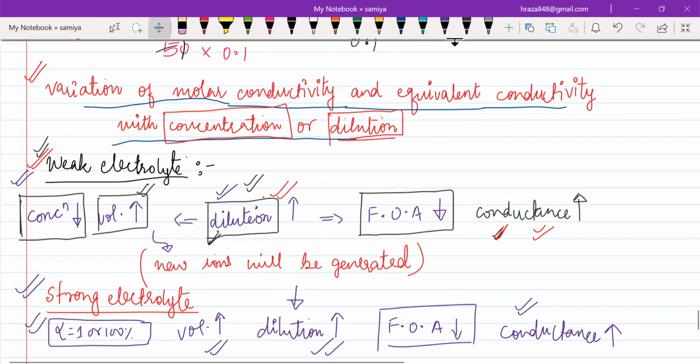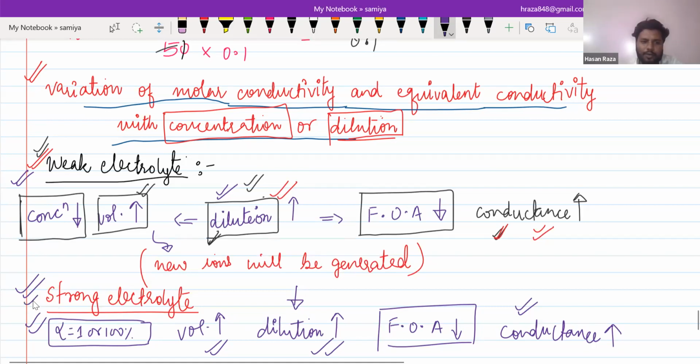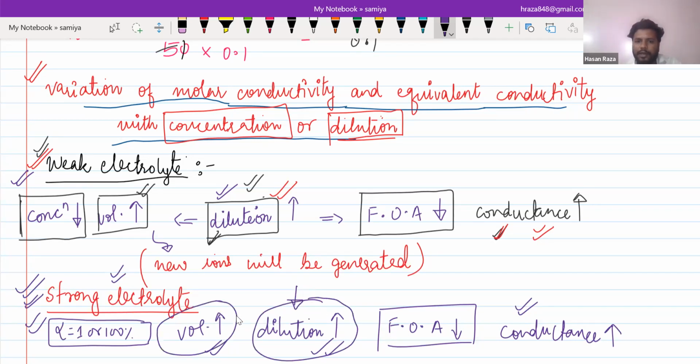Now see, in a strong electrolyte the electrolyte is dissociated 100%. That means all the electrolytes are already converted into ions, 100%. So if the dilution increases, volume increases, and the distance between particles is very high, so the force of attraction decreases and conductance increases.